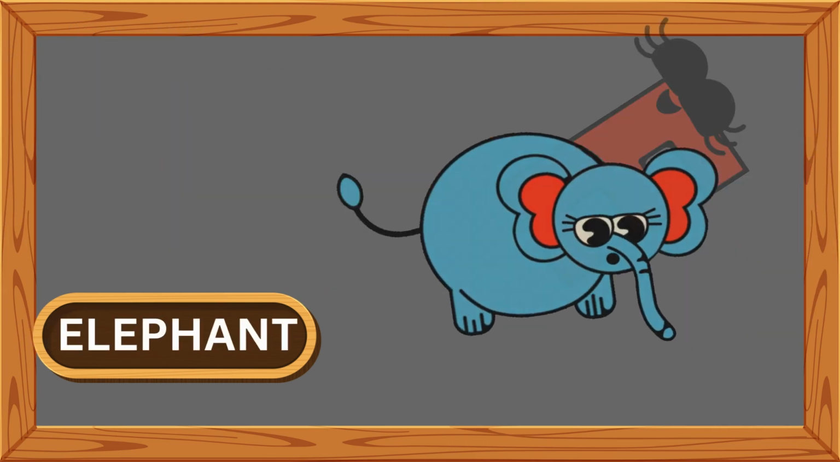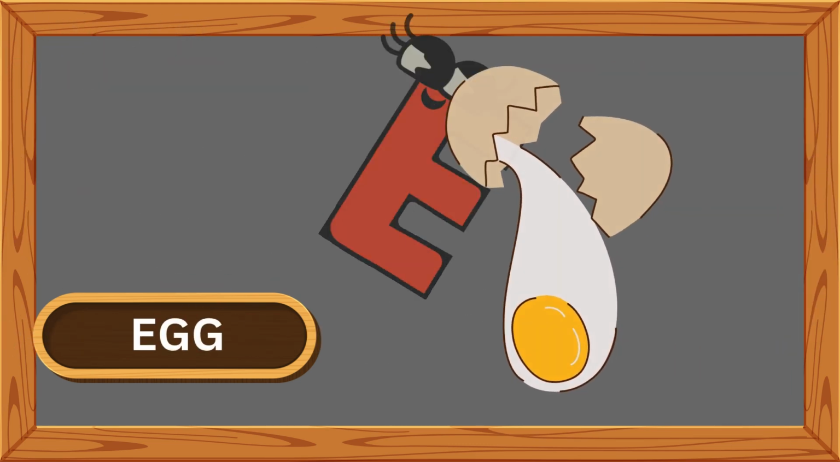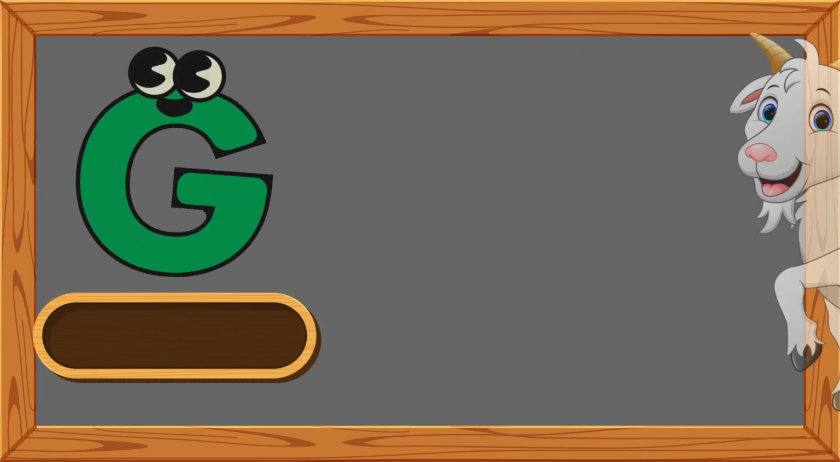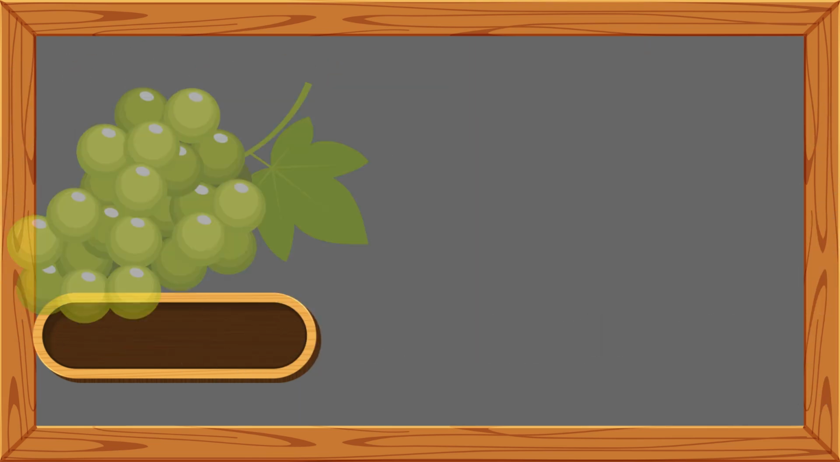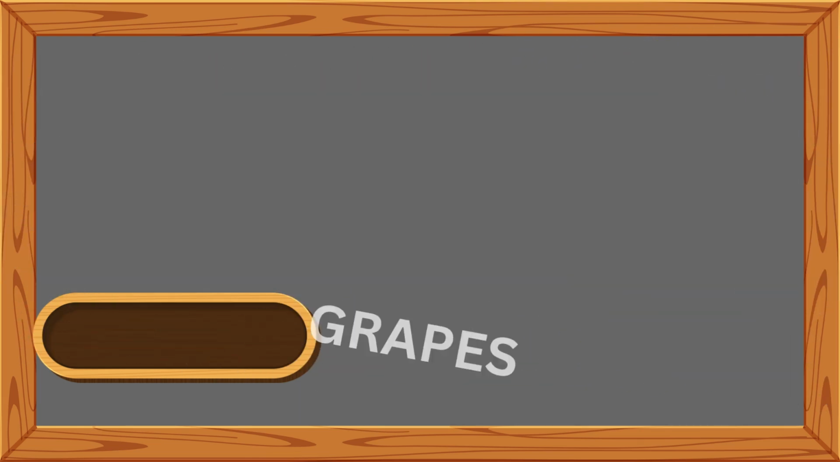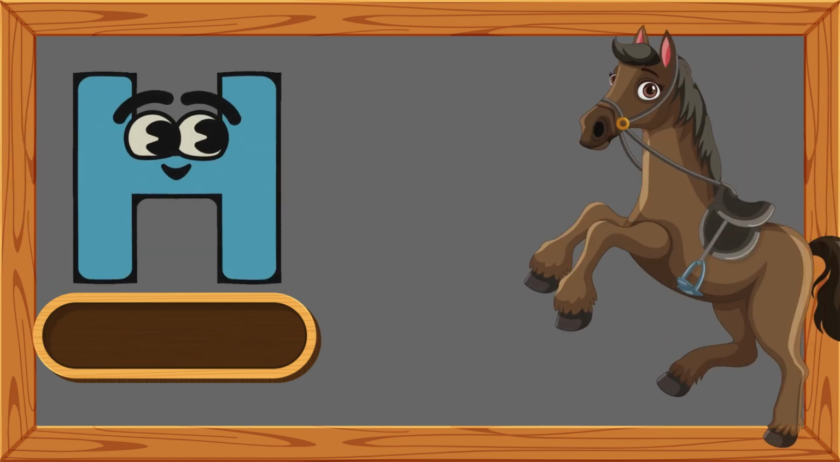E for elephant, E for egg, E. F for fish, F for frog. G for goat, G for great, goo. H for hen, H for horse, ow.